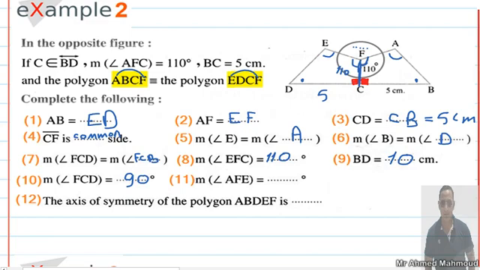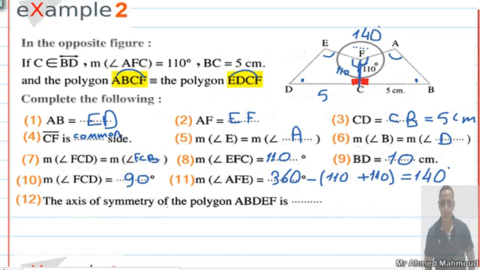Then to measure AFE, I'm going to make 360 minus, open brackets, 110 plus 110, which equals 220, so it will be 140 degrees. Then the angle here equals 140 degrees. To check, 140 plus 110 plus 110 equals 360.